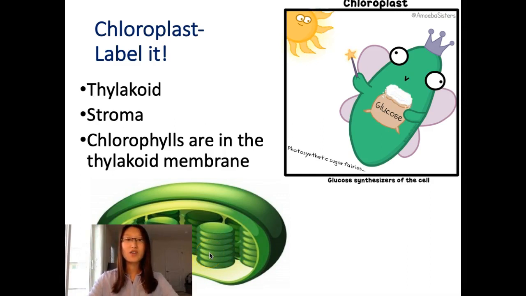And the next one is called the stroma. The stroma is the liquid outside of the thylakoid. So this little empty space right here is not actually empty because it's kind of a liquid. But this space outside of the thylakoid, but inside the chloroplast, is called the stroma. And where are chlorophylls located? They're located on the membrane, the membrane of the thylakoid. As you can see, it's also green.